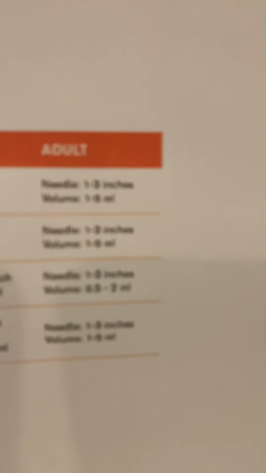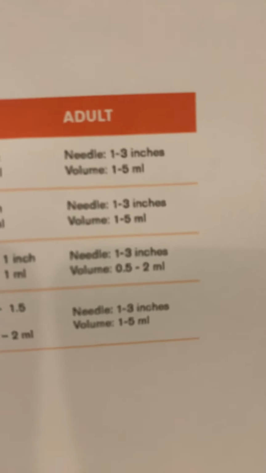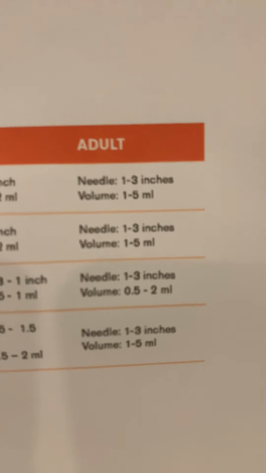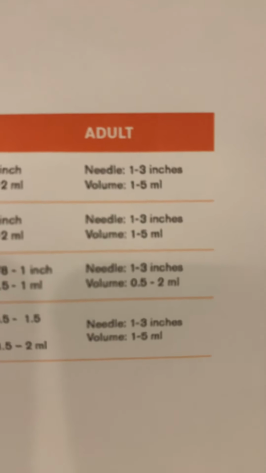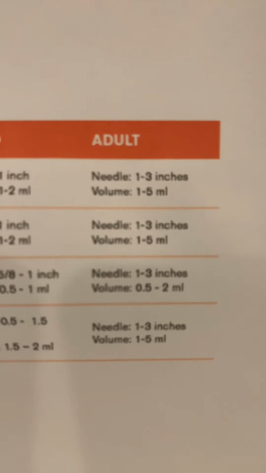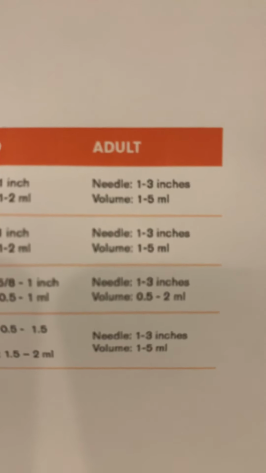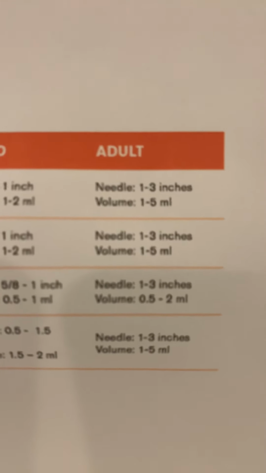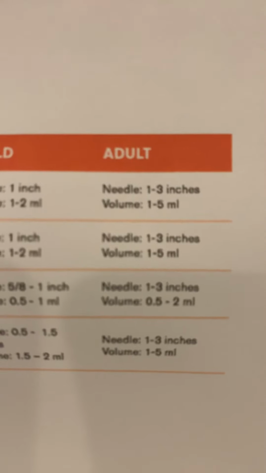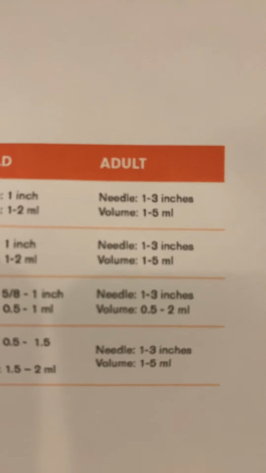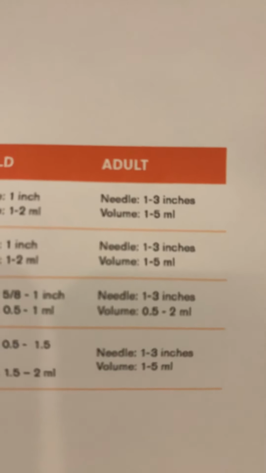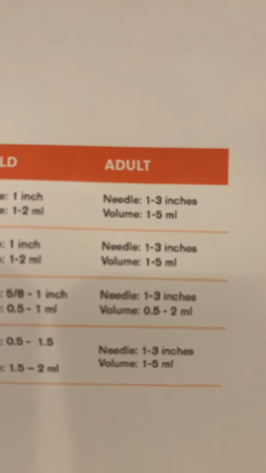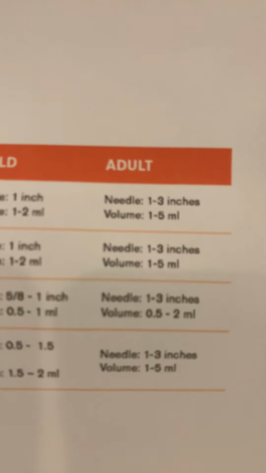So for the vastus lateralis, the needle length will be between 1 and 3 inches. Usually what you have in the hospital is 1.5. I haven't really seen that many 3 inches. And the volume that you can give in the vastus lateralis is 1 to 5 mLs. Okay? And it could be less. So I would say up to 5 mLs.